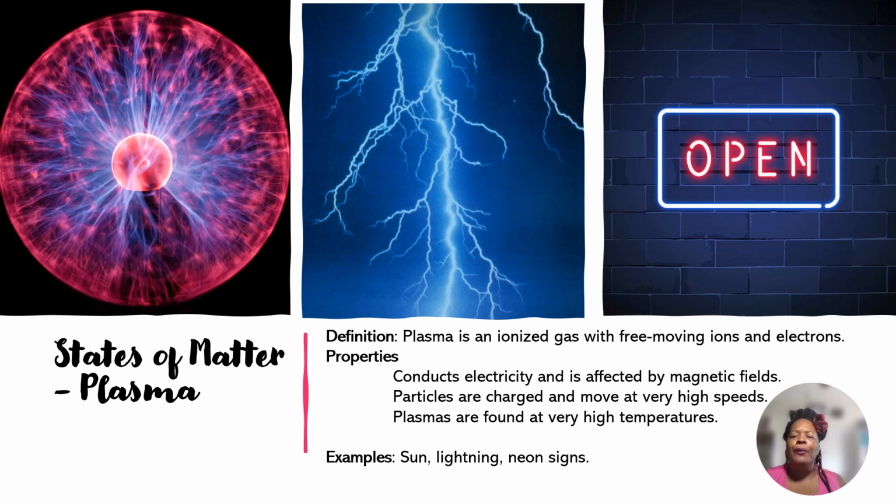Now, there are three properties that you need to be familiar with for this state of matter. Plasma conducts electricity and is affected by magnetic fields. Plasma also has particles that are charged and move at very high speeds. And also, plasmas are found at very high temperatures.